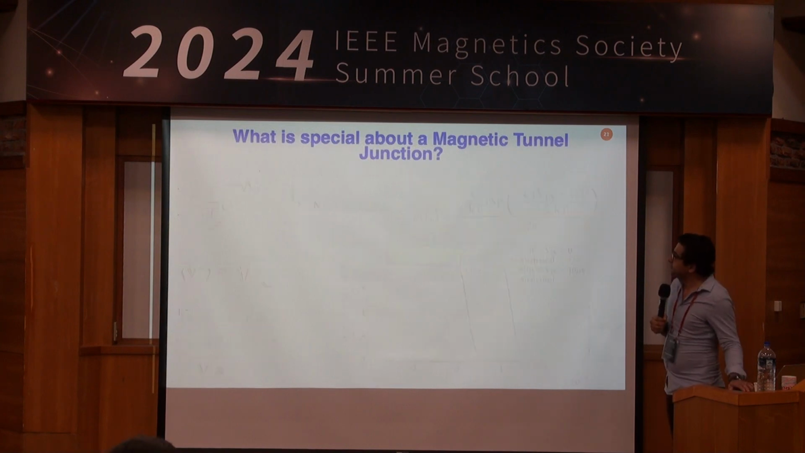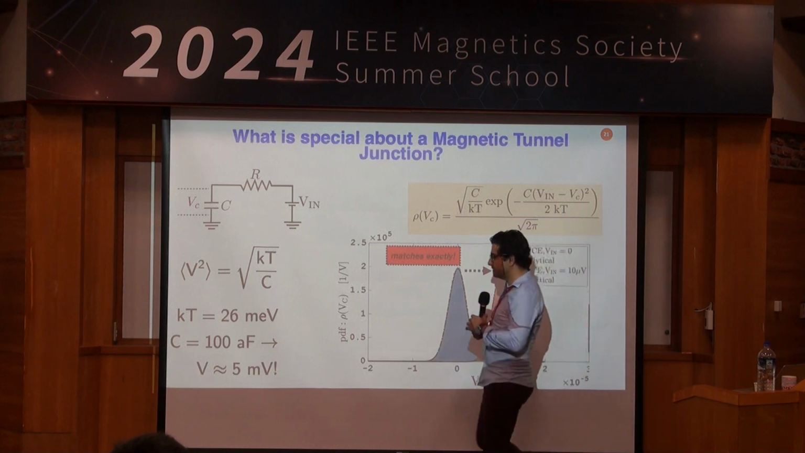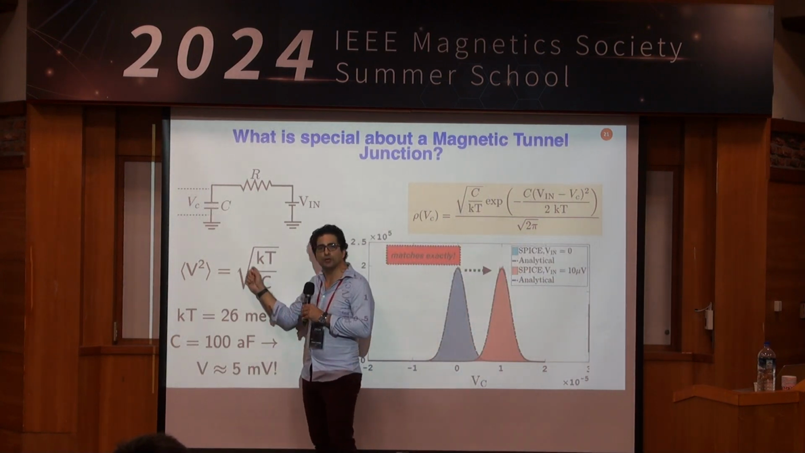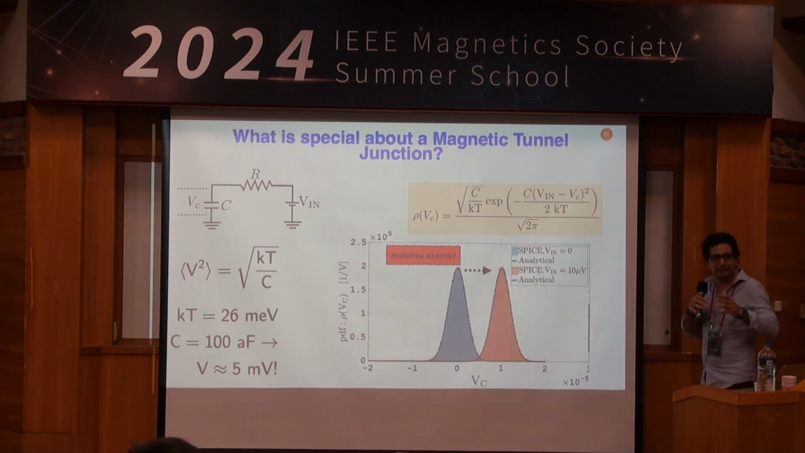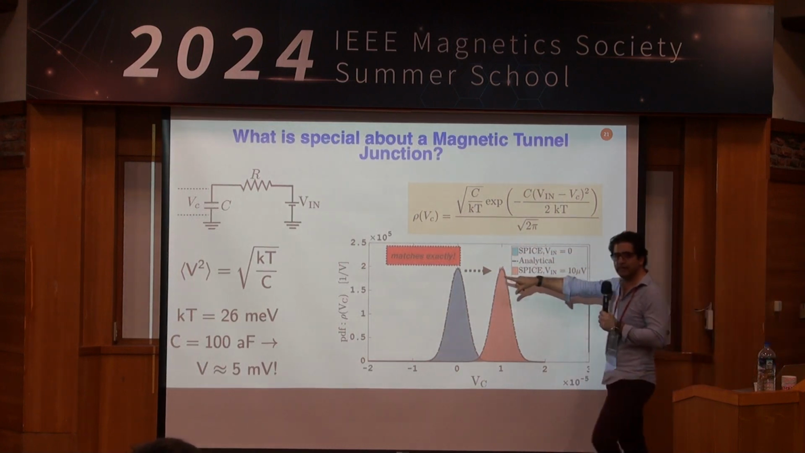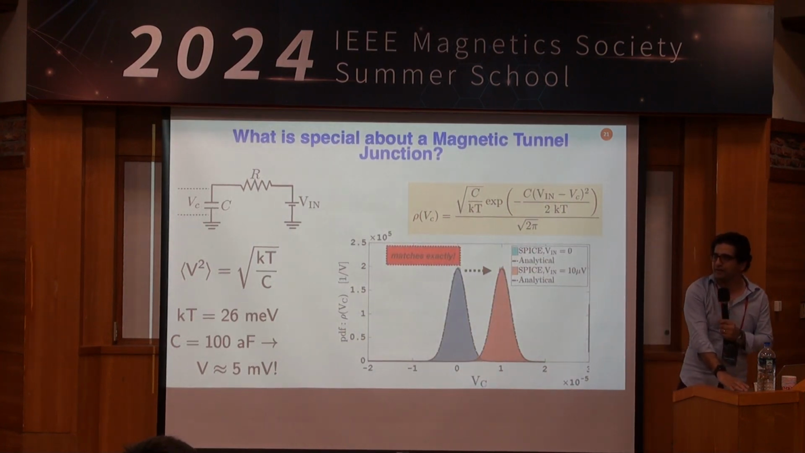Now let's study the MTJ physics. 5 millivolts is the number to remember. Well, don't remember 5 millivolts. Remember kT over C. So actually, don't remember kT over C. Just remember the Boltzmann law and the capacitor energy, and then you can find yourself here. Then anybody can plug the numbers in. Okay, but 5 millivolts for the next 5 seconds.